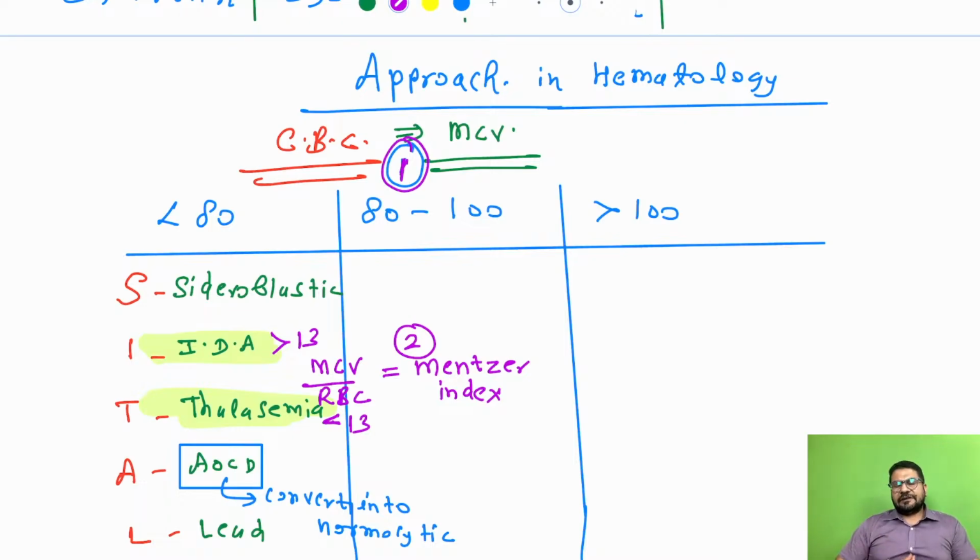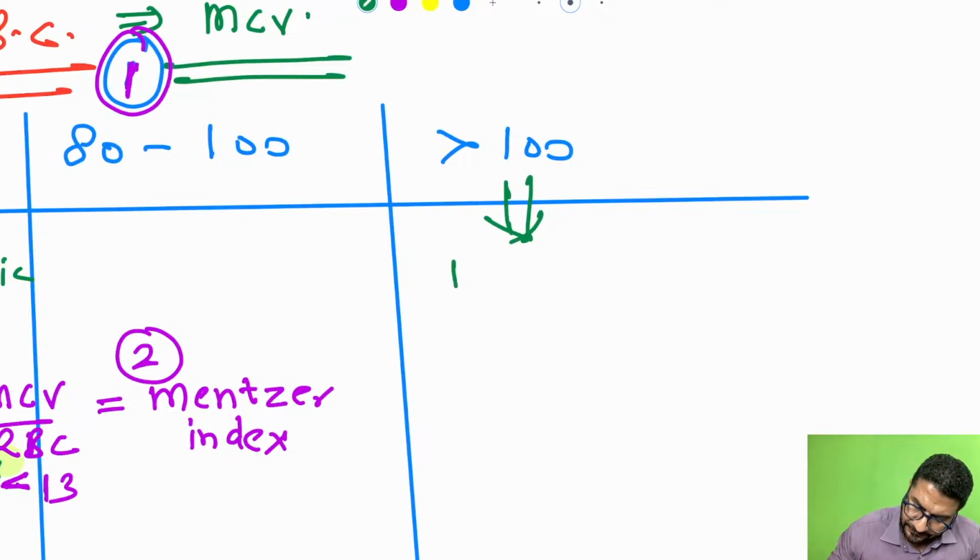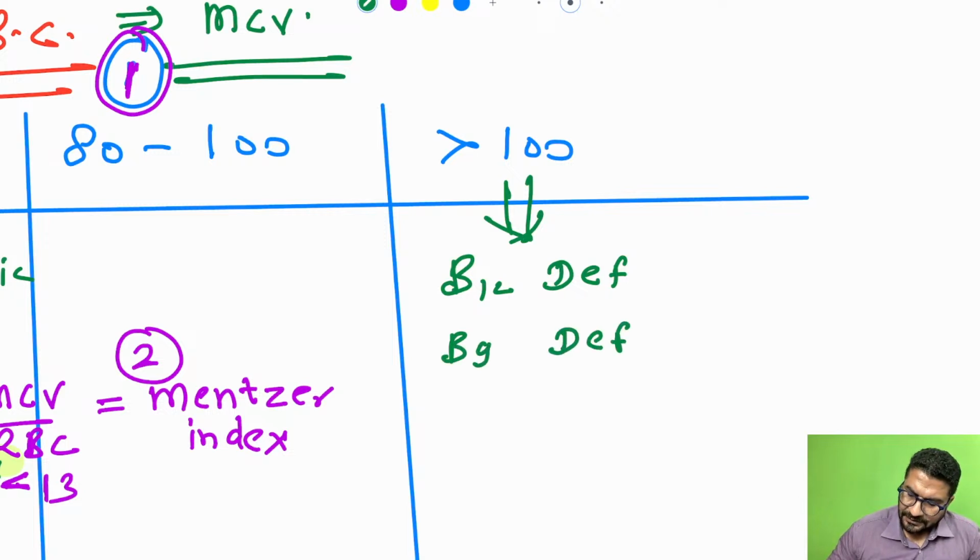If suppose value is given like 105, 108, 110, so understand this thing. In this case, it is macrocytic anemia. So macrocytic anemia, what are the main causes? It could be due to B12 deficiency. It could be due to B9 deficiency. It could be due to liver disease.